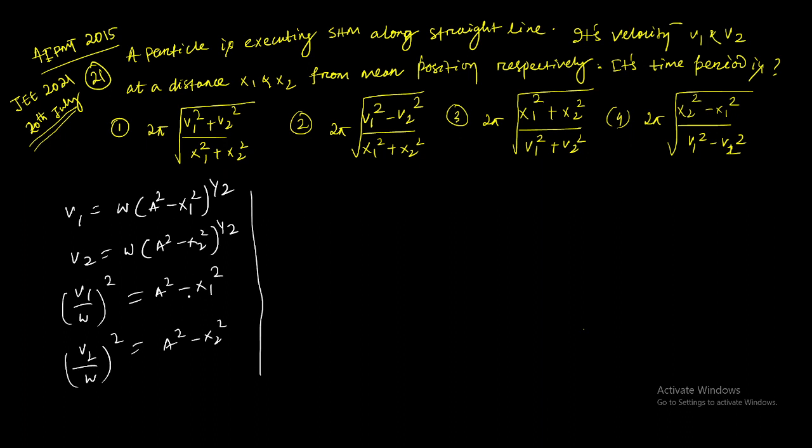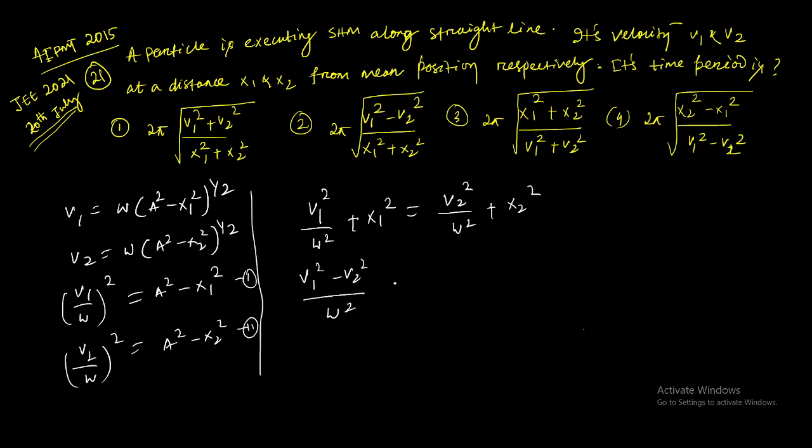Right? So I have to eliminate the amplitude. This is equation number 1 and equation number 2. So I can write v1 square divided by omega square plus x1 square is equal to v2 square divided by omega square plus x2 square. So (v1 square minus v2 square) divided by omega square is equal to x2 square minus x1 square. So omega square value you can get as (v1 square minus v2 square) divided by (x2 square minus x1 square).